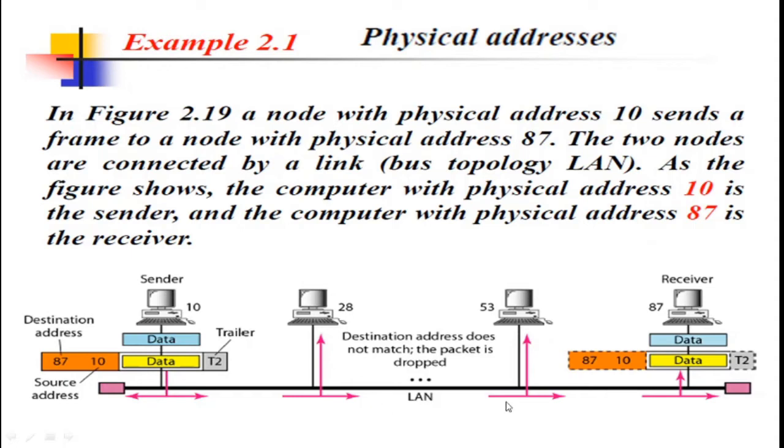So when this frame is transferred through the bus topology, it is being received by all computers, and when 28, which is not the correct destination, receives it, it identifies that the destination address is not 28, it drops the packet. 53 again does the same, whereas 87, when it identifies that it is its own packet destined to it, then it opens it and sends it to the upper layers for further decapsulation. So this is how the physical addresses vary.